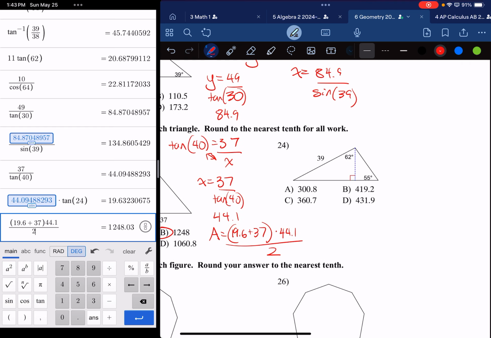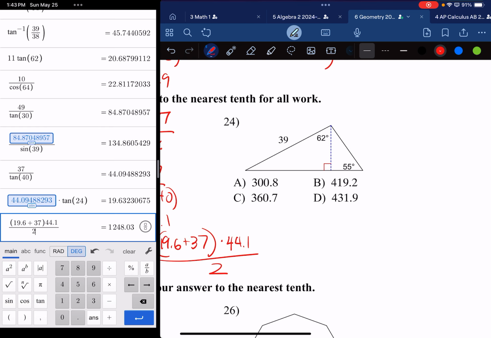Let's try number 24. Number 24, again, we need area of a triangle, which means we need a height, we need a base. We don't have any of those three measurements. So let me give our goals. We want an X, we want a Y, and we want a Z. Once we find these, then we can plug them in and find the area of the triangle.